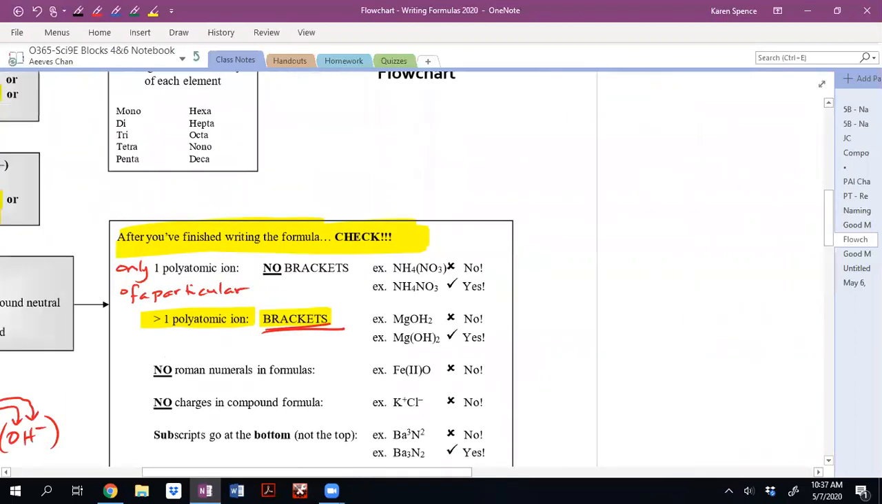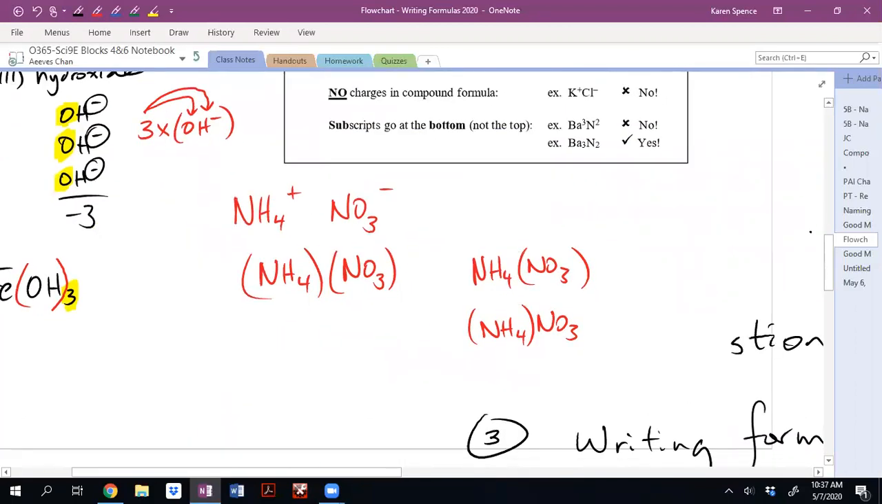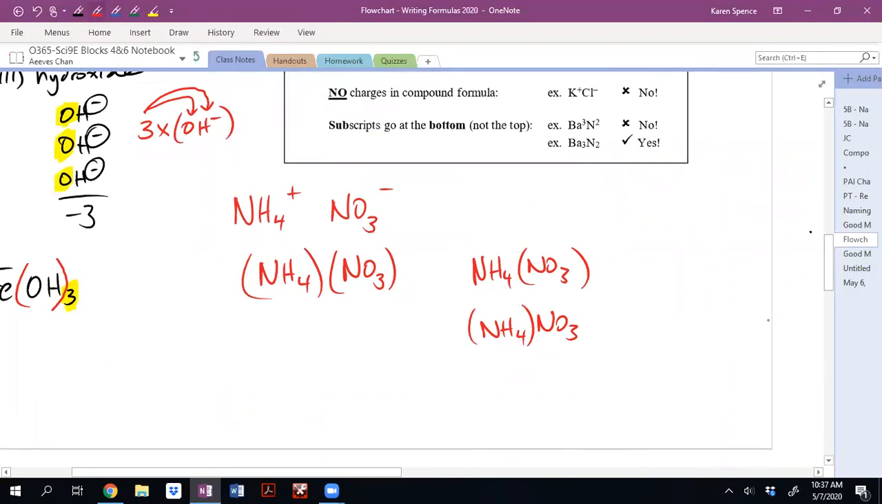Uh-oh, that was supposed to erase, not move my screen everywhere. Erase. There we go.